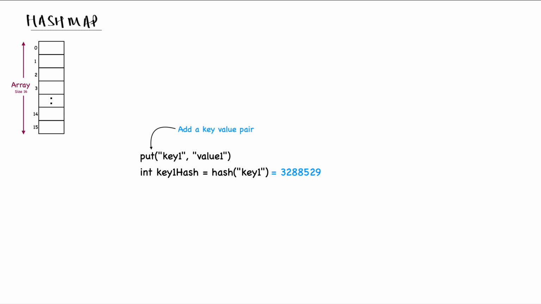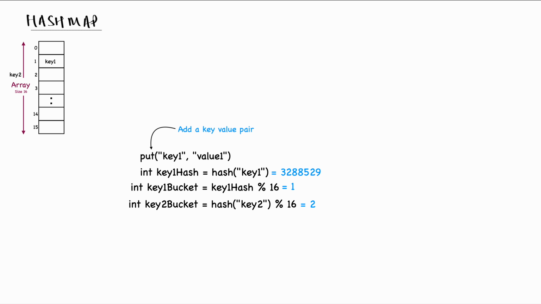To fit this into an array of fixed size, we run this number through a modulo function where the result will always give us a value between 0 and size of the array minus 1. So this number modulo 16 will give us 1. So this key will go to index 1, or bucket 1, of the array. Similarly, key 2 hashes to index 2 and key 12 hashes to index 15.